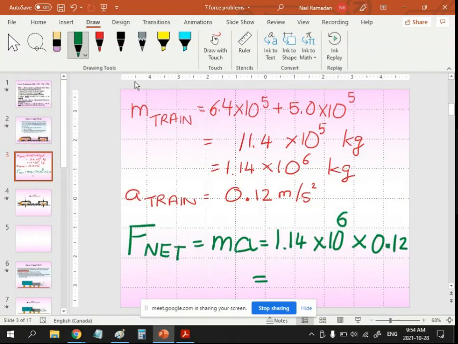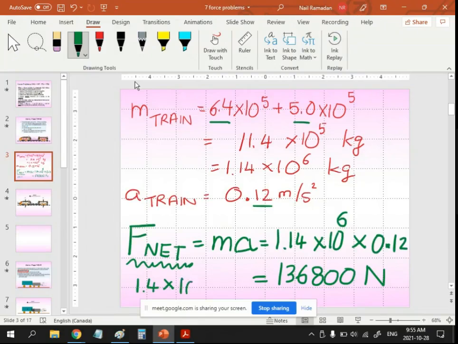167 and 800. In what unit? It's a force. Newton. What's the sig fig situation of all the numbers in the problem? This has 2, this has 2, and this has 2. So is this closer to 13 or 14? This is closer to 14, so you are more than welcome to write 1.4 times 10 to the 1, 2, 3, 4, 5.